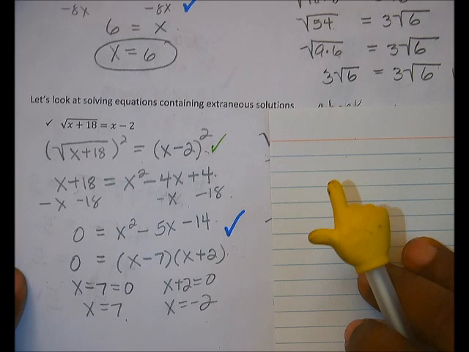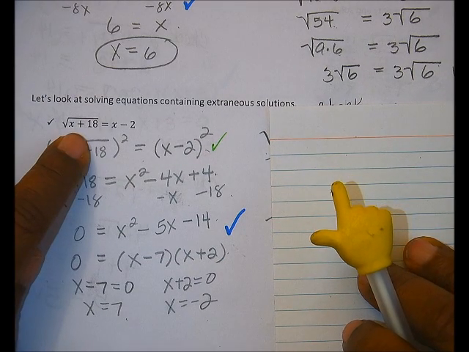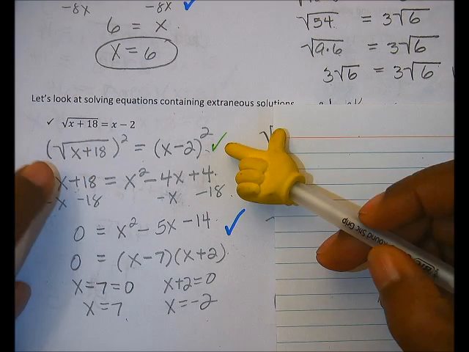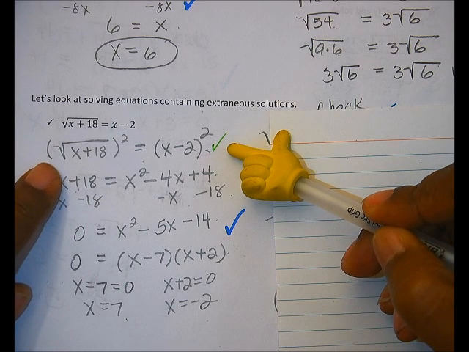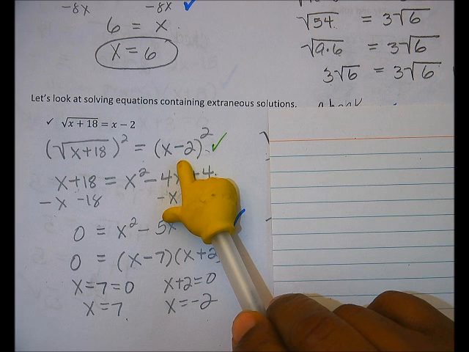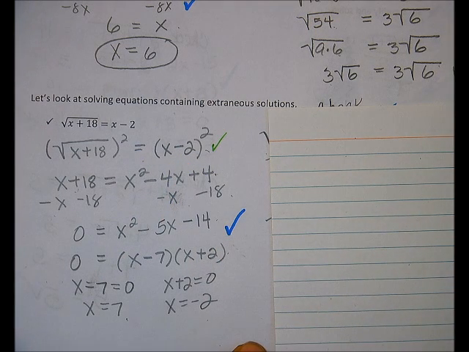Okay, so let's go on. Now, in this case, we do only have one radical, and it is already isolated. So what do we do? Already isolated, well, we go ahead and square both sides. Now, notice that this is a binomial. It ends up being x minus 2 squared. We have to FOIL that.